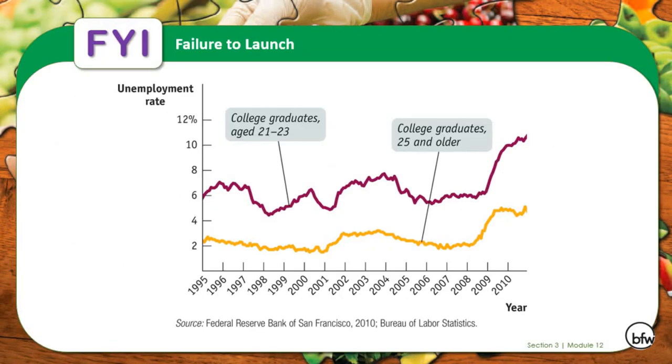And then this is also very interesting. This is the unemployment rate for college graduates between the ages of 21 and 23, and college graduates who are 25 and older. Now, you'll notice that it's much higher for people between the ages of 21 and 23, and that's probably because of a lack of experience and other things as well. We'll go into more detail on this when you all get to class. But it is interesting to take a look at that and to see how, as people get older and more educated, they tend to have much better job prospects.